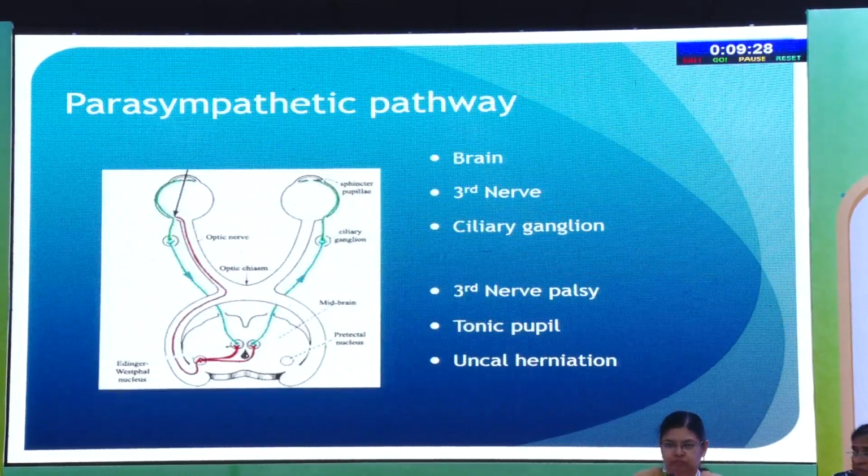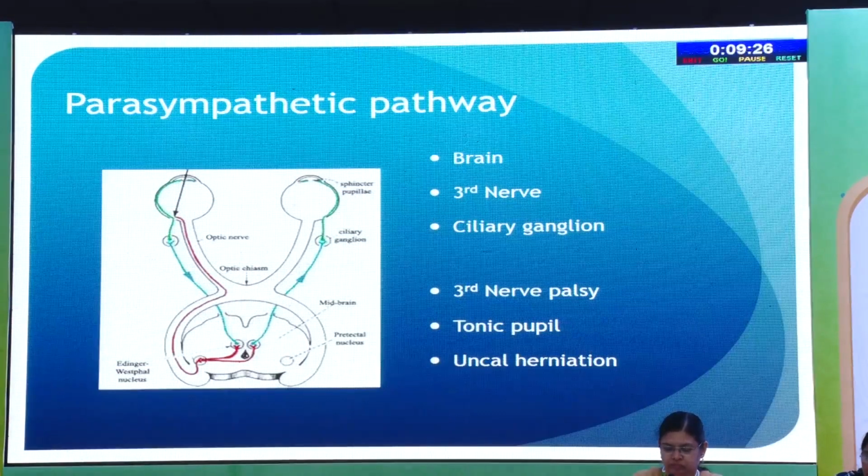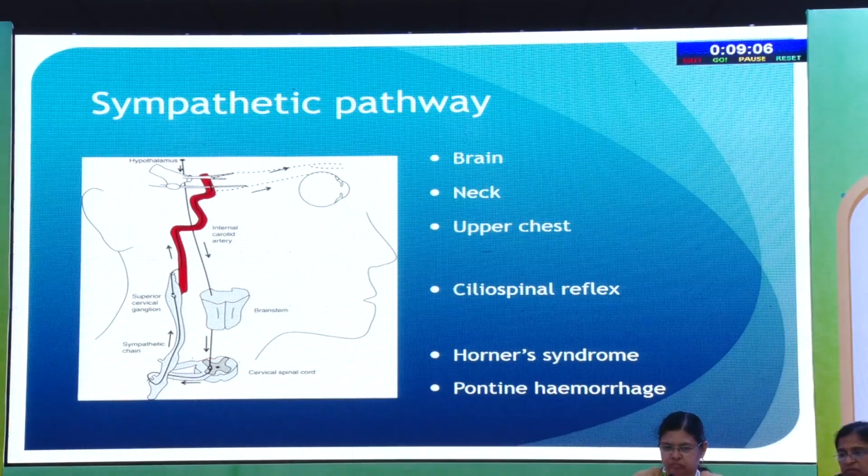Parasympathetic pathway, it's arising from the midbrain, going via the third nerve, ciliary ganglion, and then to the iris sphincter. So if you logically think, a problem anywhere along this can cause a problem with the pupil reaction. And typically being the third nerve palsy, a tonic pupil, and uncal herniation. The sympathetic pathway arising from the brain, going down to the neck, and then upper chest, and then back up along the carotid artery. So you can test with the ciliospinal reflex, and the usual condition that we encounter is the Horner's syndrome.